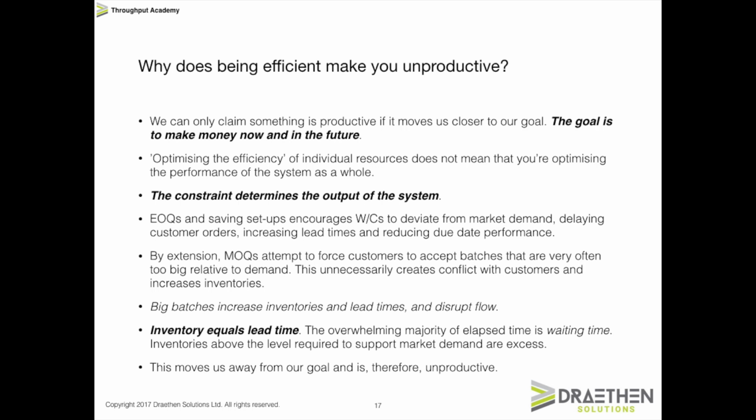Remember, the constraint of the system determines its output and its performance. Economic order quantities, minimum order quantities, saving setups do not help. Big batches increase inventories and lead times. They disrupt flow through the system. And remember, inventory equals lead time. And when the lead time starts to increase, due date performance starts to go down. These actions cannot be claimed to be productive. They are taking us away from our goal.